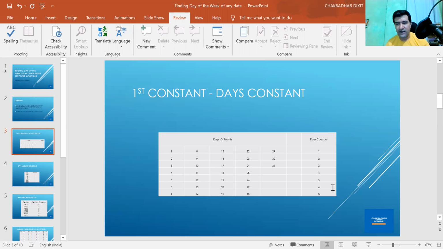Similarly, 1 to 7, it is going to be 1 2 3 4 5 6 7 only. For 8 to 14, it is again going to be 1 2 3 4 5 6 7. For 15 to 21, 1 2 3 4 5 6 7, and 29 to 31, it is 1 2 3. It is as per remainder divided by 7, and the remainder is your constant.